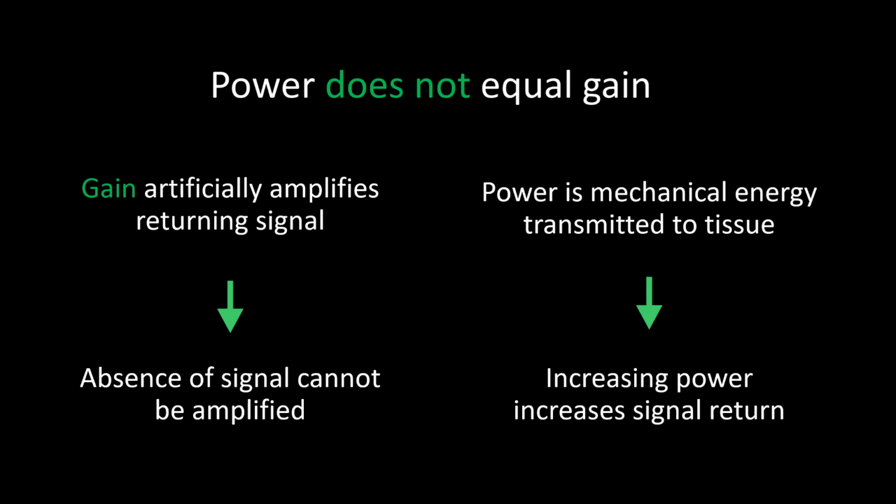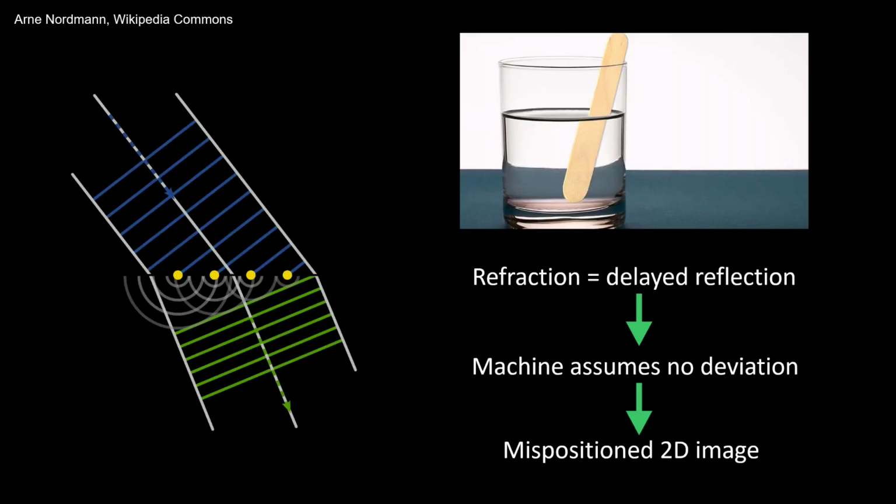Gain artificially amplifies the returning signal, but is not helping generate additional signal. Increasing power leads to more reflective signal being generated. These have two different settings on the machine. Refraction is an interesting phenomenon that we will cover more in the artifact generation section.